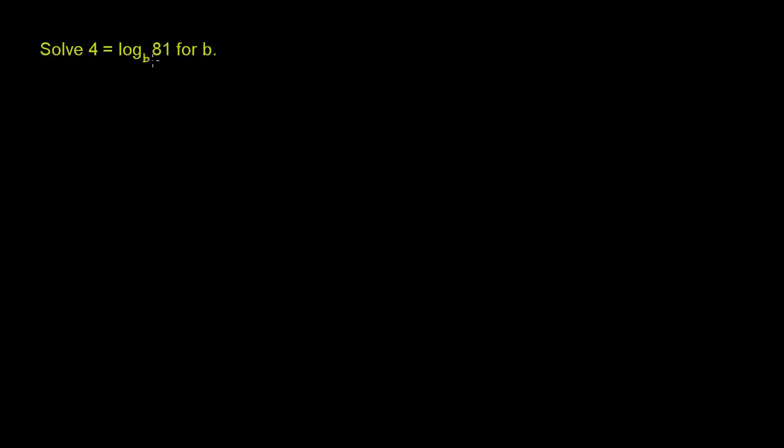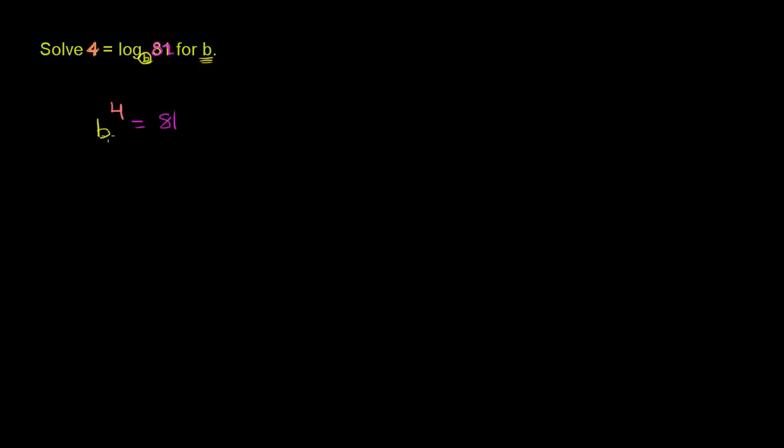Let me rewrite that. So if I raise b, that's our base, and I guess that's why they picked b for base, if I raise b to the 4th power, I'll do the 4th power in orange, that is going to be equal to 81. I've just rewritten this logarithmic equation as an exponential equation. So it says b to the 4th power is equal to 81, and we still need to solve for b.